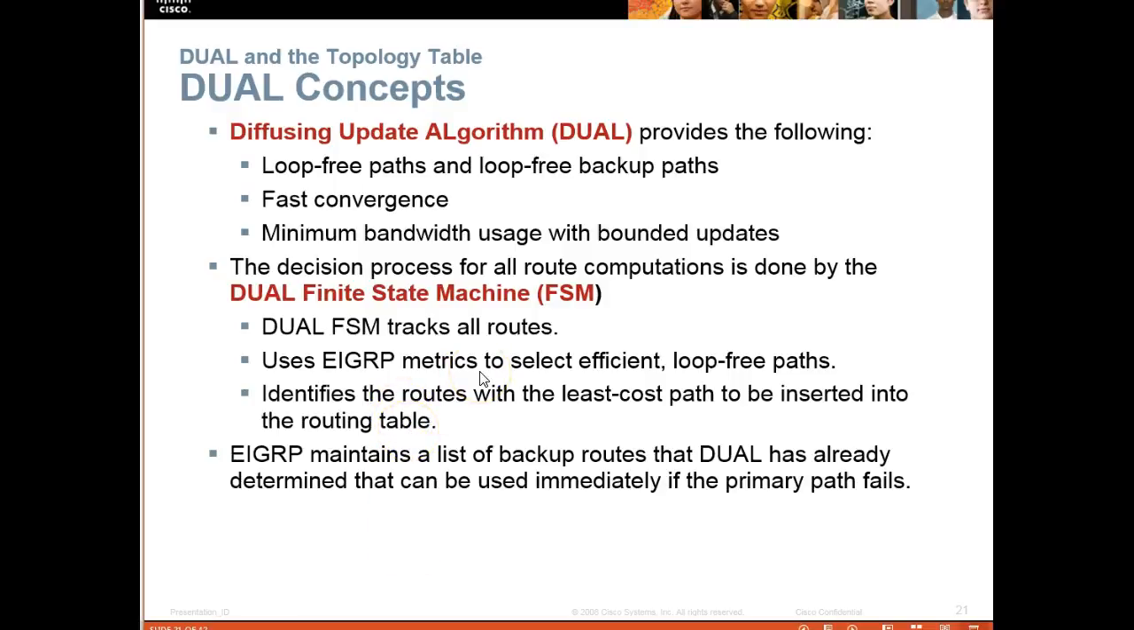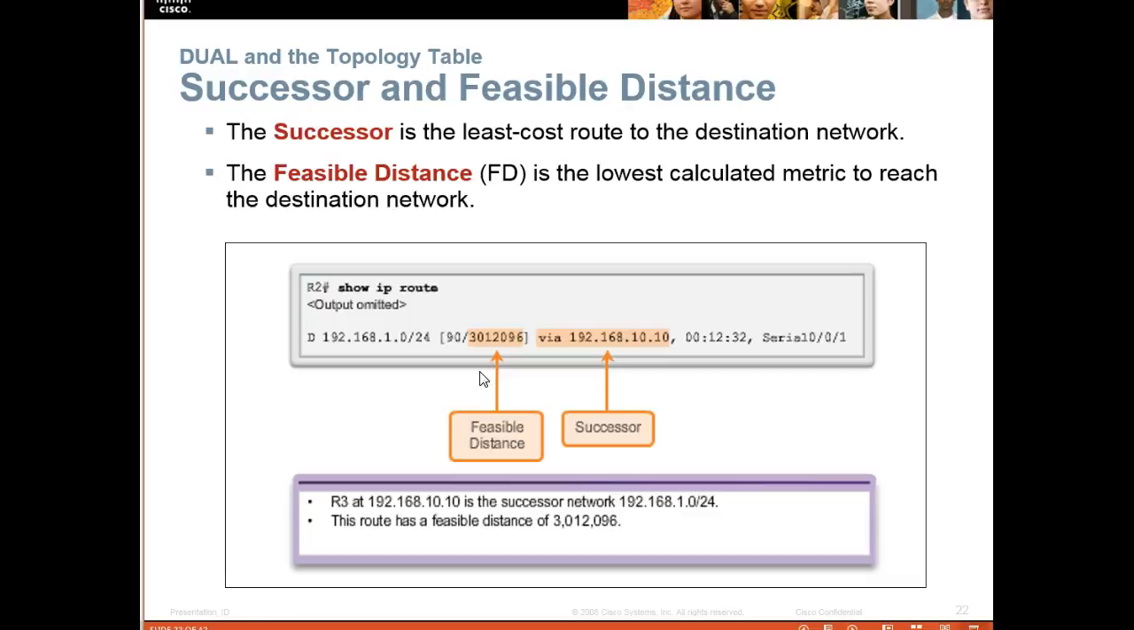Of course, it has to be a little harder than that. They're called successor routes. The successor is the least cost route to the destination network, which means it's the preferred path. And the feasible distance is the lowest calculated metric to reach the destination network. So the feasible distance will determine who the successor is.